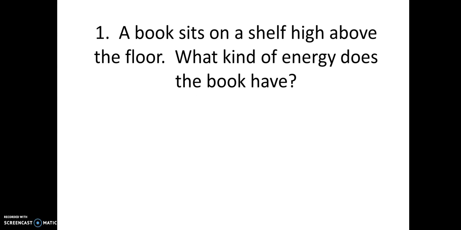So the first section we're talking about talks about potential and kinetic energy. So question 1 is: a book sits on a shelf high above the floor. What kind of energy does the book have? So the book, shelf, high above the floor. The book has potential or gravitational energy, gravitational potential energy. Remember, we talked about potential energy could even be how far away you are from the Earth. The higher you are, the more potential energy you have. So a high shelf has potential energy. It's not moving, so it's not kinetic.